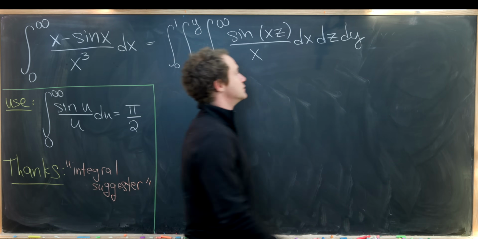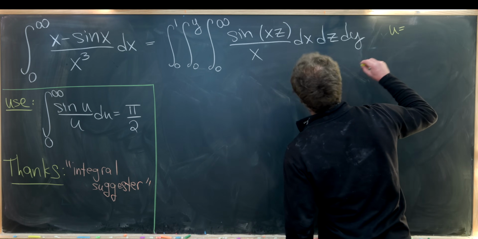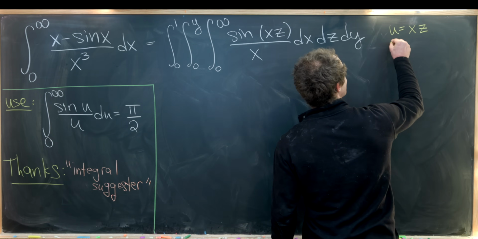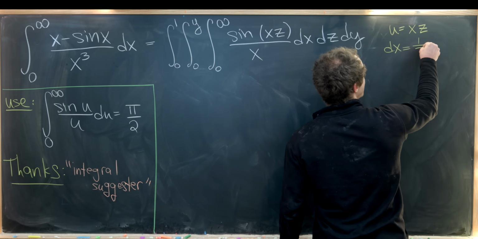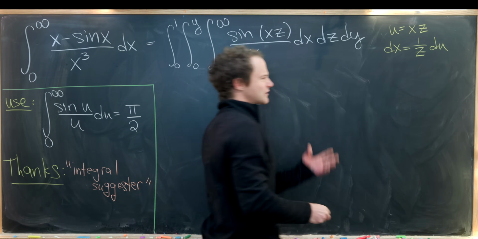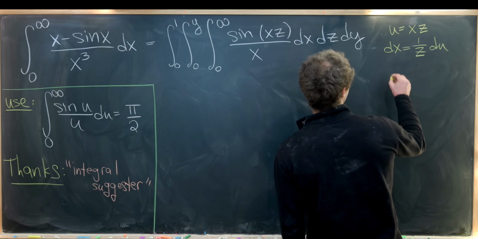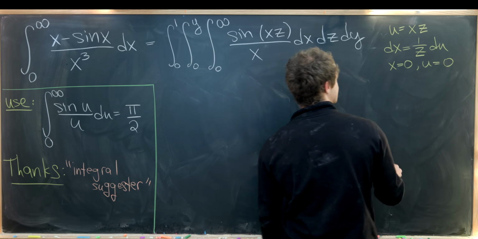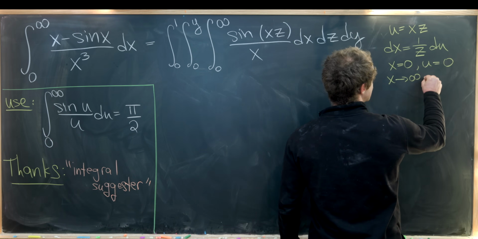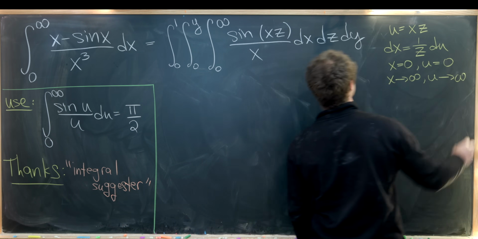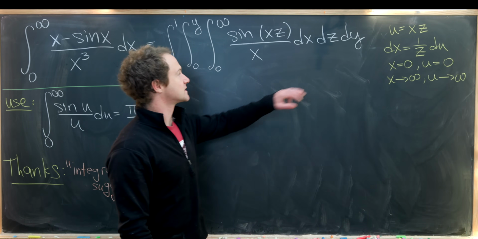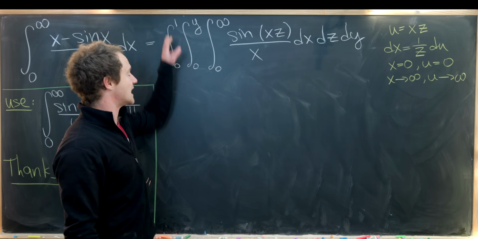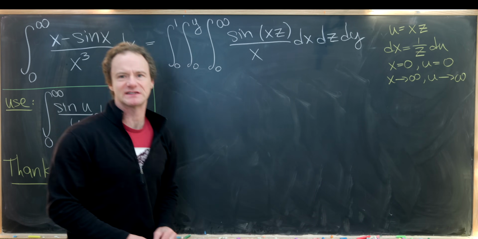So our next step will be a u substitution. So let's let u equal x times z. Notice that that means that dx will be equal to 1 over z du after moving some things around a little bit. Furthermore, if x is equal to 0, u is also equal to 0. And as x approaches infinity, u is also approaching infinity. And that's, of course, with the understanding that z is between 0 and y, where y is between 0 and 1, so all of those limits make sense.